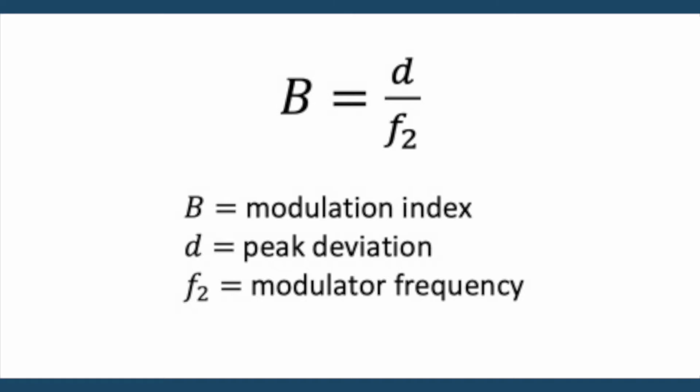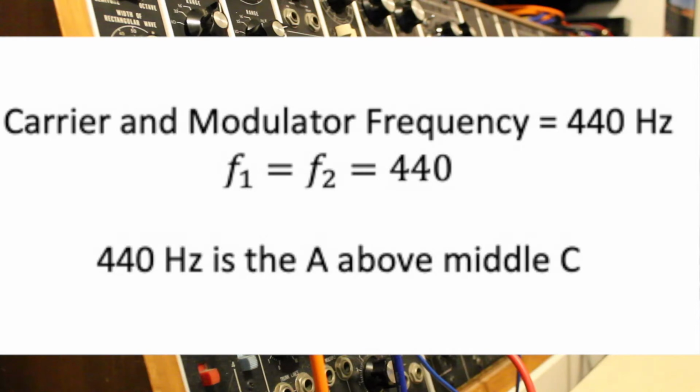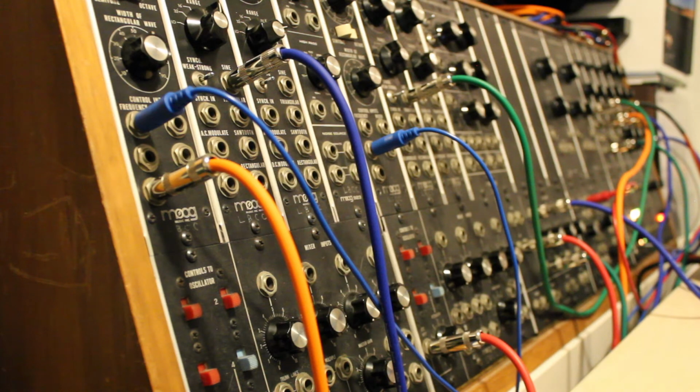To really understand this, let's listen to what this means. For this example, I'll set the carrier and modulator sine waves to 440 Hz. So F1 is equal to F2 is equal to 440. This is also an A on a piano. First, I will start with the volume down on the modulator wave. So in this case, D is equal to 0 and B is equal to 0, so no frequency modulation will be occurring.